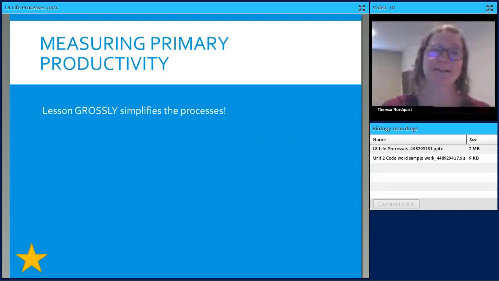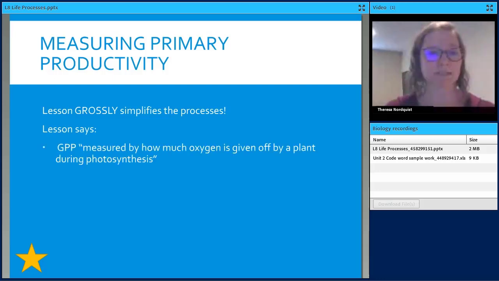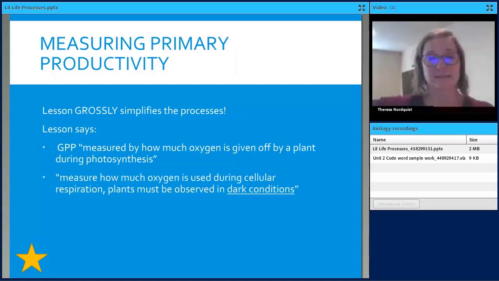All right, your lesson has a section about measuring primary productivity, how people go about doing this. And it is something that gets measured, but it's grossly simplified in what is in your lesson. So let's see, your lesson says that GPP, so the total amount, is measured by how much oxygen is given off by a plant during photosynthesis. So how much oxygen is released. And oxygen is a waste product of photosynthesis. So you can figure out how much oxygen and get an idea of how much organic molecules are made. But it doesn't take into account that the plant is using oxygen at the same time. So it's keeping some of that oxygen for itself, and only what is excess gets released.